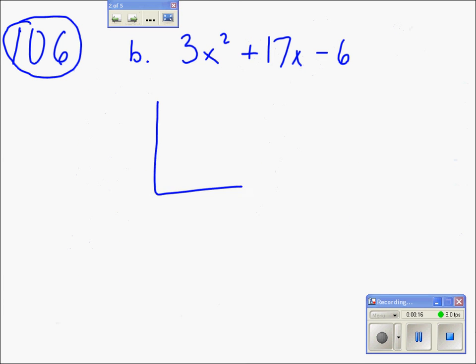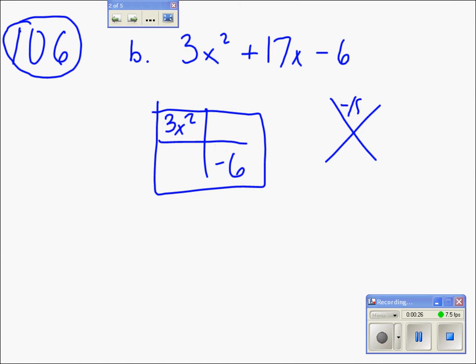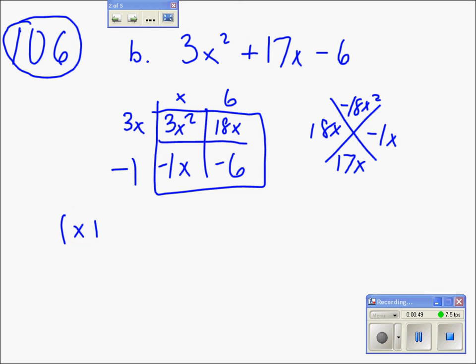The first thing we'll do is factor, and that means we have to set up our generic rectangle. So they'll multiply to be negative 18x squared. They have to add to be 17x. I hope you're very used to this process. That'd be 18 and negative 1. So we can put our 18x and our negative 1 anywhere you want. Out of the top comes 3x and x, 6, and negative 1. So our factoring will be x plus 6, 3x minus 1.